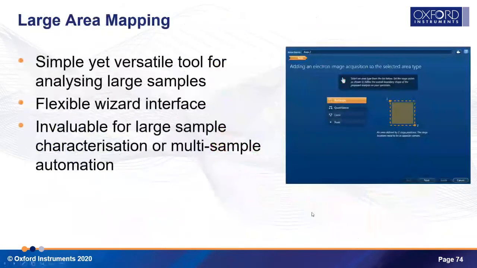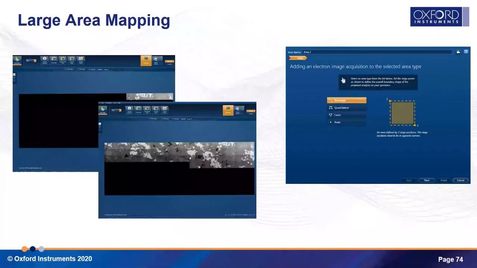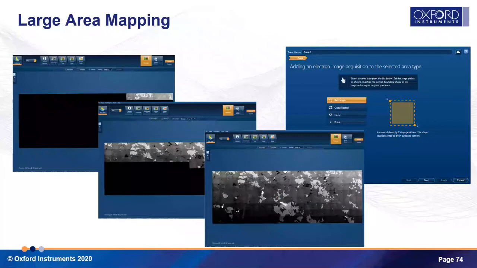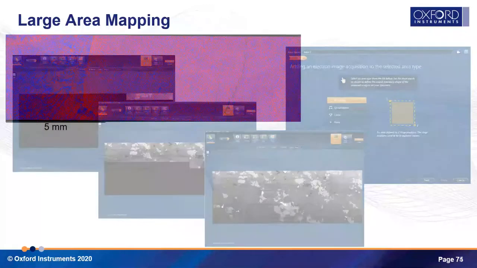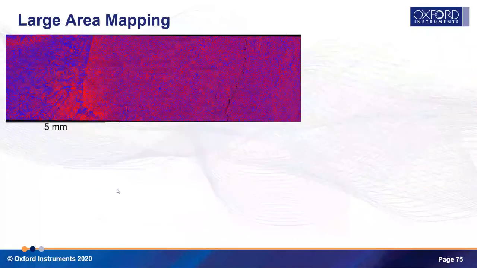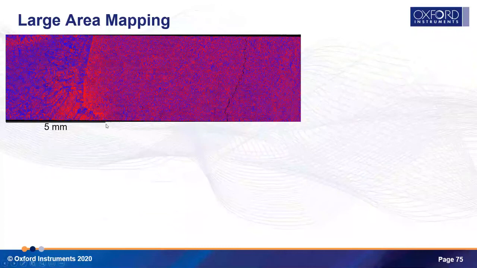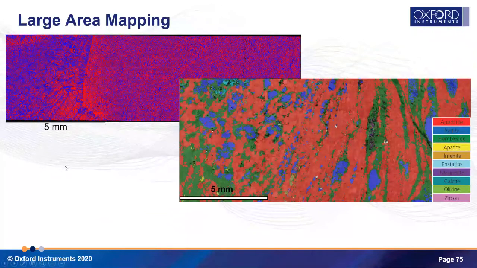We can also do large area mapping, which means that we can set up a large area and map through it with many maps. And this means that we can have apparently very low magnification. Here you see 5 millimeters. So there's lots of things that we can do within AZtec EBSD that gives you all of this flexibility for all of these different sorts of applications.